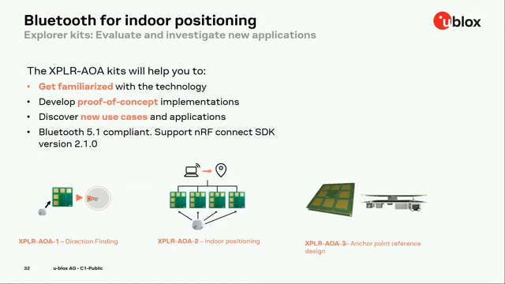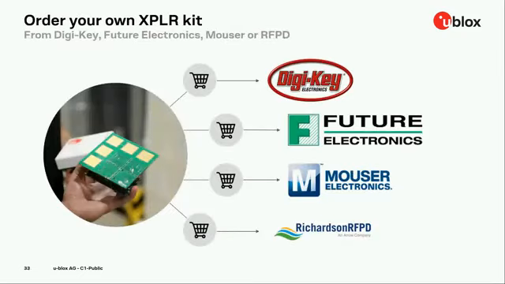All 3 of them are Bluetooth 5.1 compliant, and all of them support the latest Nordic nRF Connect SDK version 2.1.0. Explore AOA 1 and Explore AOA 2 are currently available, so you can purchase them from any leading distributor out there. Explore AOA 3 will be available at the beginning of next year, so that will also be an option in the very near future.